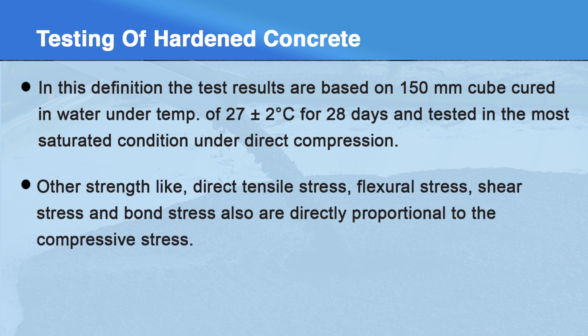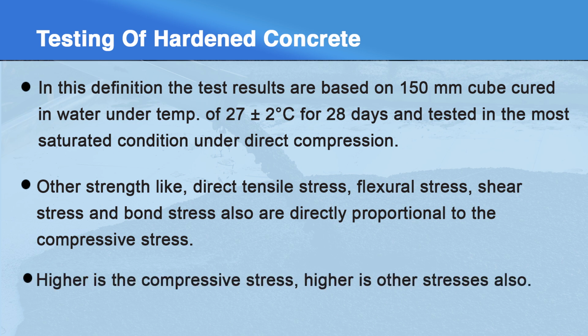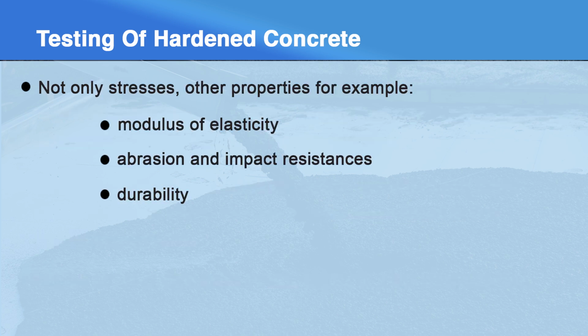Other strengths like direct tensile stress, flexural stress, shear stress and bond stress are also directly proportional to the compressive stress. Higher the compressive stress, higher are the other stresses also. Not only stresses, other properties, for example, modulus of elasticity, abrasion, impact resistance, and durability are also taken to be related to compressive strength. Hence, compressive strength is an index of overall quality of concrete.